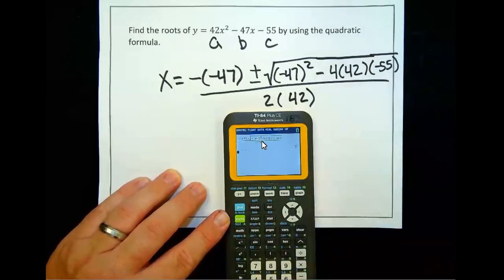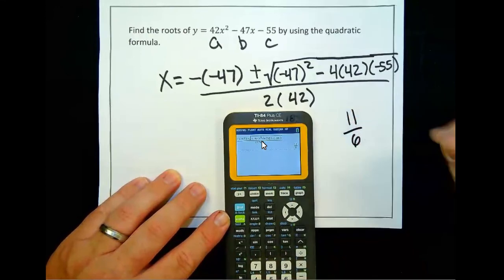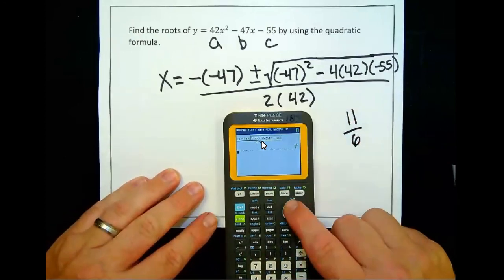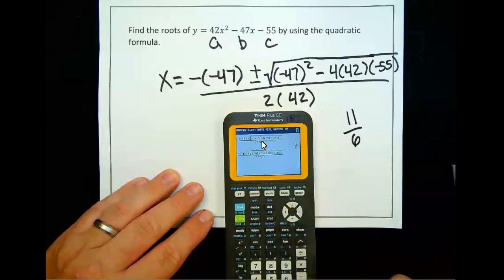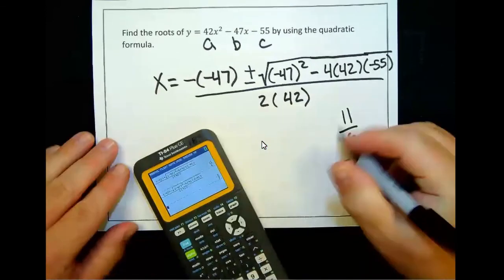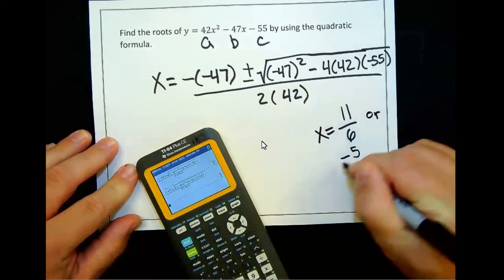And I hit enter, and it tells me 11/6. Yay me. And it gives it to me in a fraction, which is what I want. Now, I don't want to have to type the whole thing in again, so I'm going to go up and select it, and I'm just going to scroll over until I get to that plus sign that I want to change to a minus sign. And I get negative 5/7. So I get x equals, or x equals.